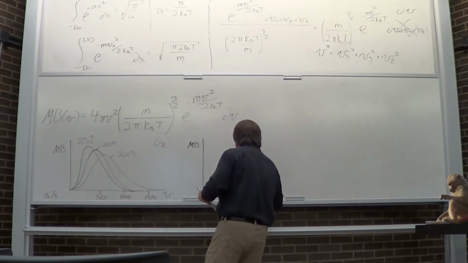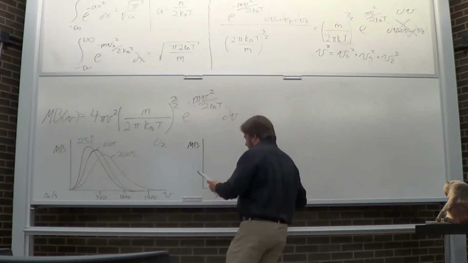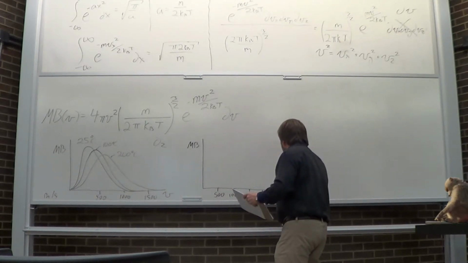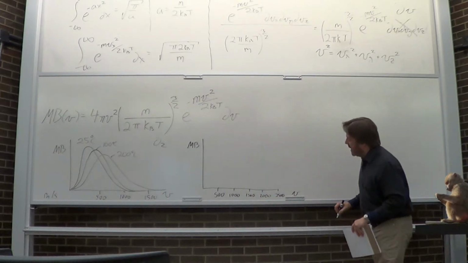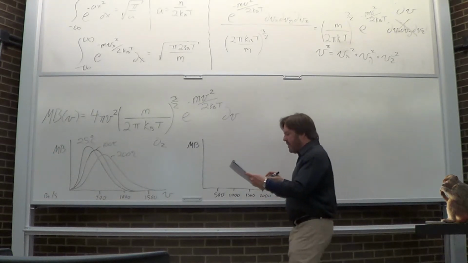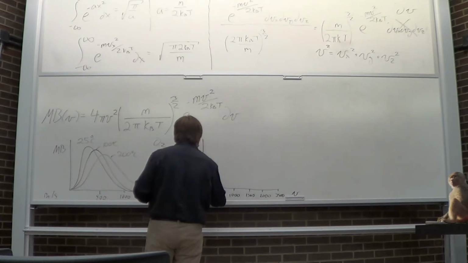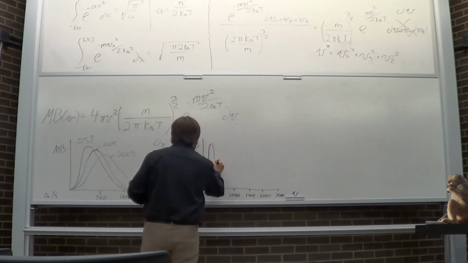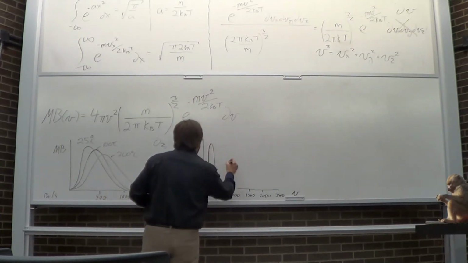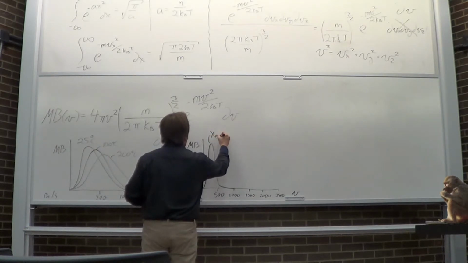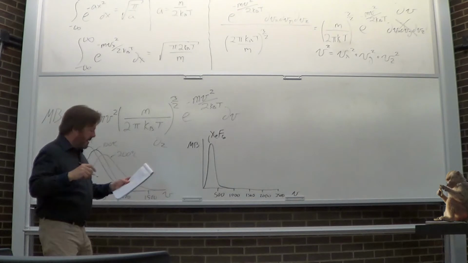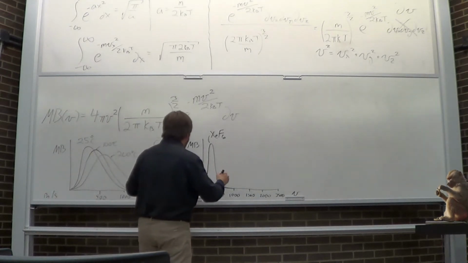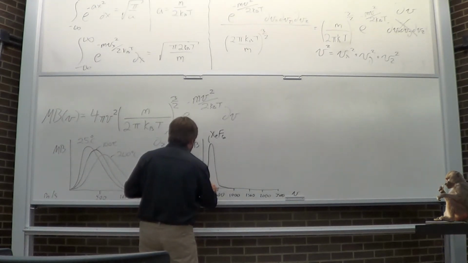Just give me 1 second. I want to show you the effect of mass, which is absolutely insane, how much mass matters. So again, this is velocity, Maxwell-Boltzmann. If you have something that's heavy, it looks like this. This is xenon hexafluoride. Mostly it's solid, but it sublimes quite readily, so that's a gas. Here is O2.